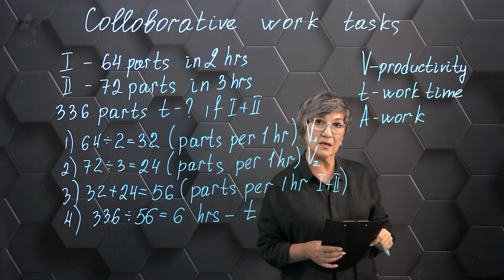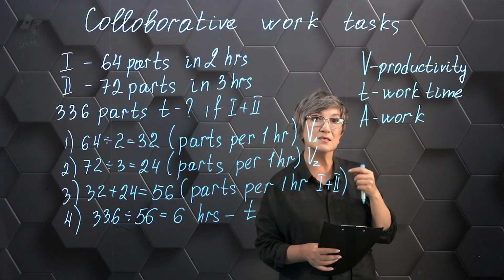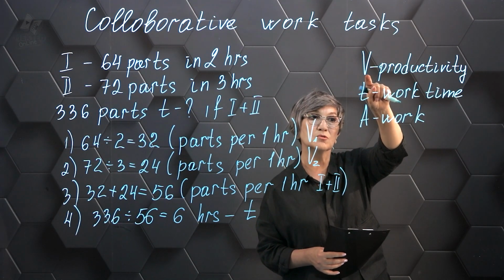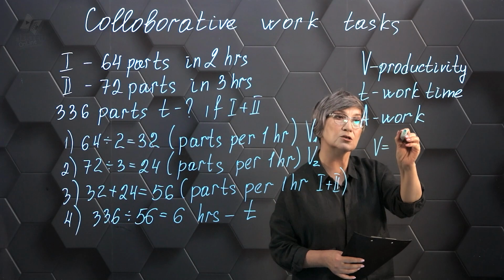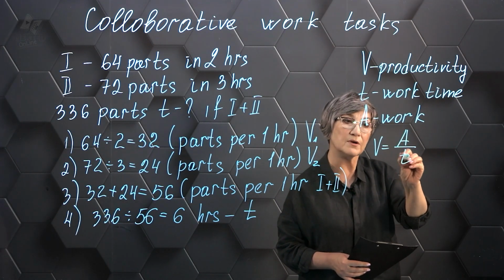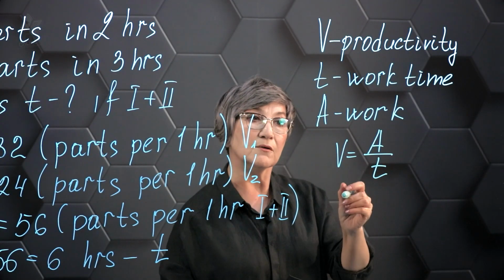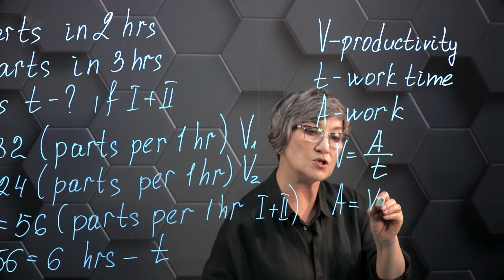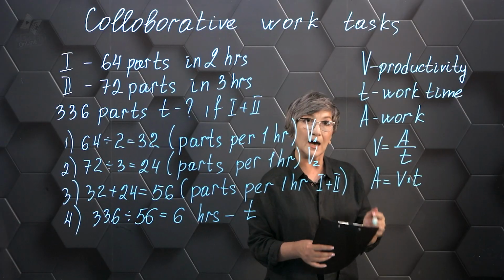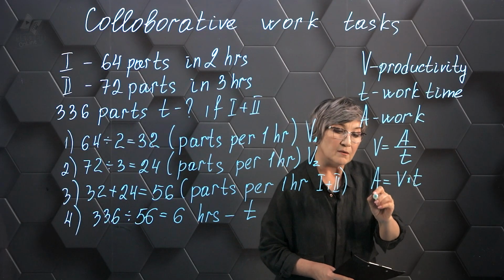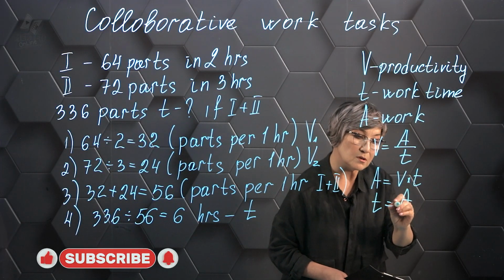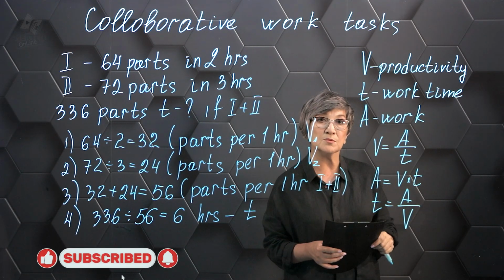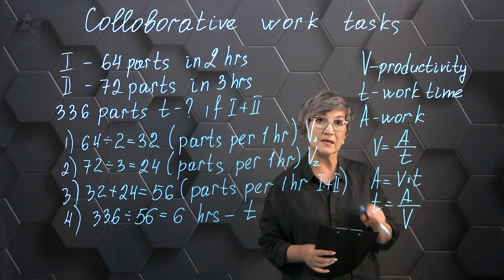In solving this problem, we use the following formulas. In order to find productivity, we had to divide work by time. In order to find work, we have to multiply productivity by time. And in order to find time, we have to divide work by productivity. We will use these formulas and notations to write down the algorithm for solving problems on joint work.